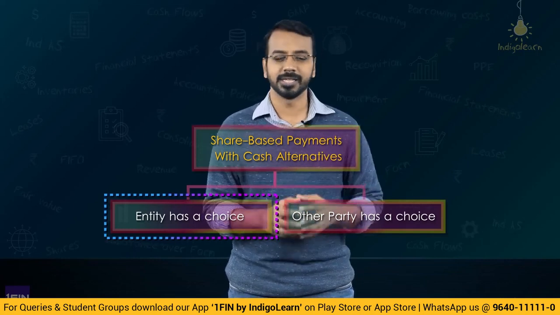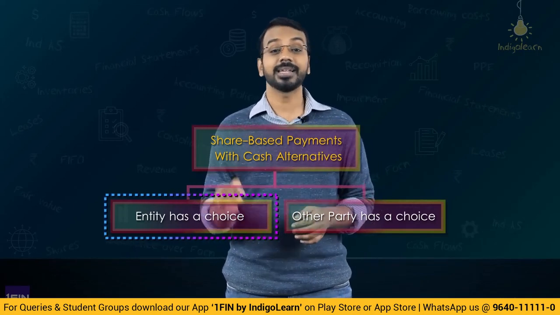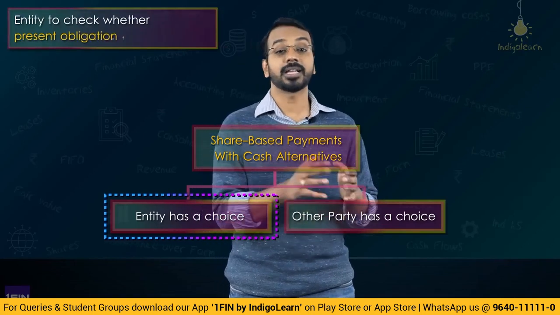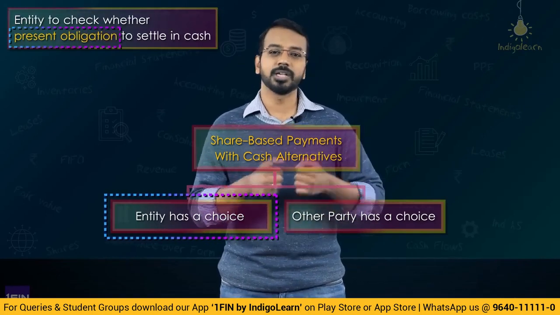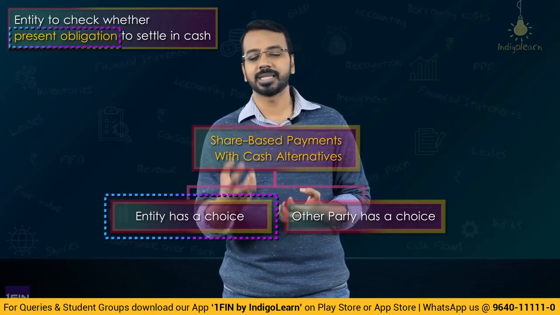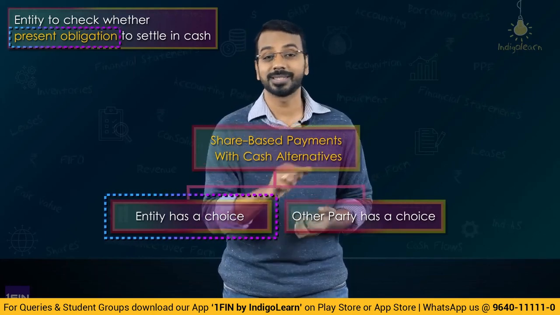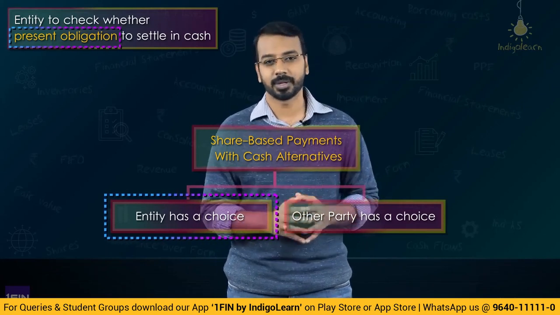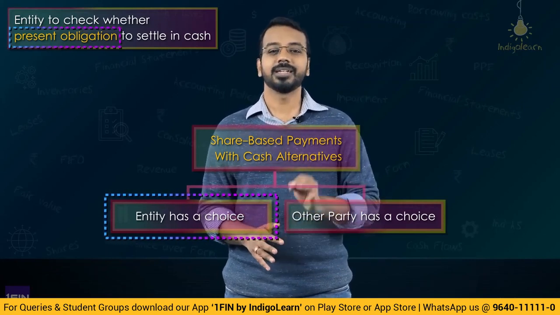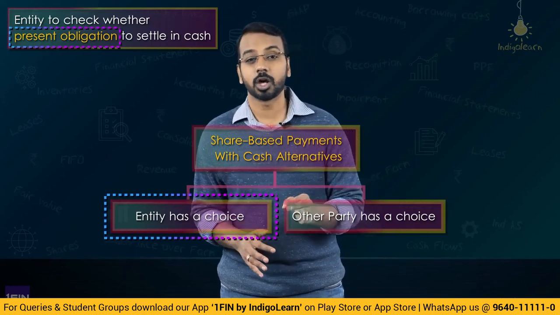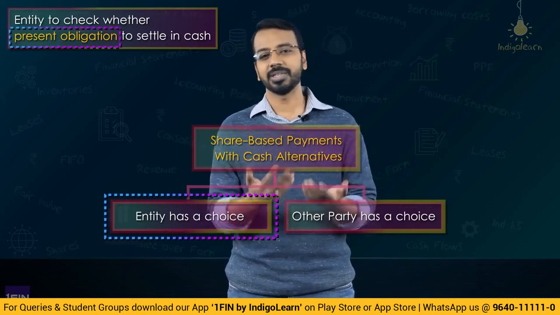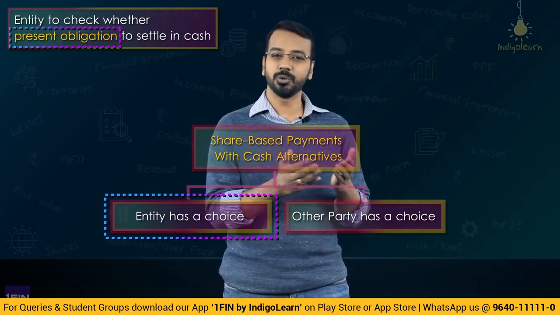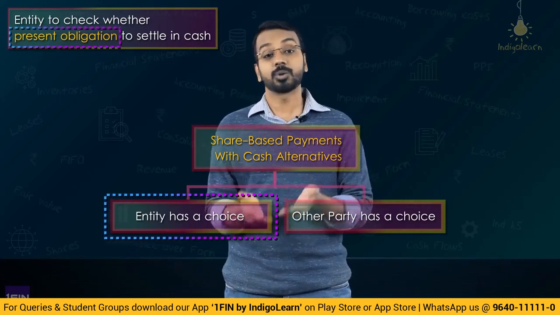Here what the standard says is, the entity has to determine whether there is a present obligation for cash settlement. What is the meaning of present obligation for cash settlement? It basically means that by looking at the circumstances of the transaction, it is for sure that the entity has to make a cash settlement. For example, if the entity does not have authority to issue further equity shares, in that case equity instruments cannot be issued. So what is the alternative? You have to transfer cash or you have to transfer other assets.